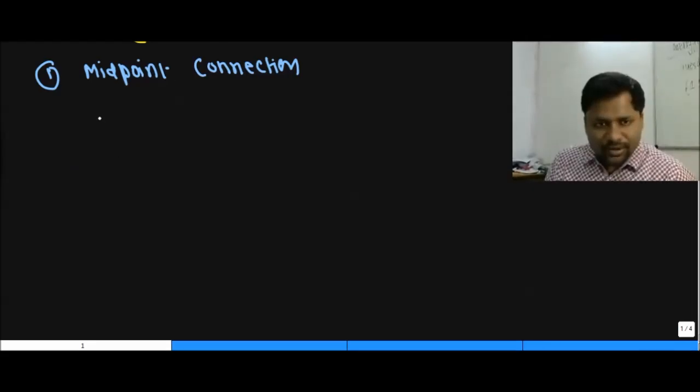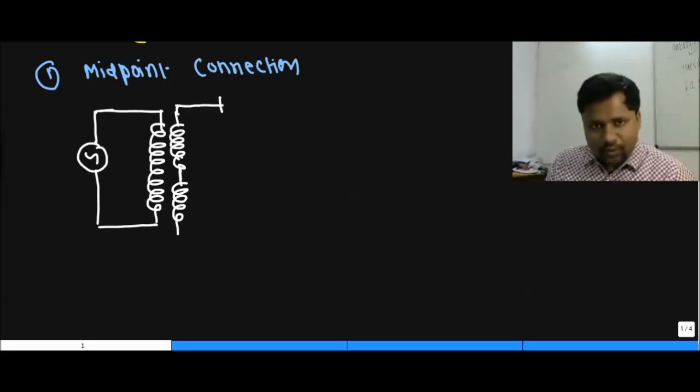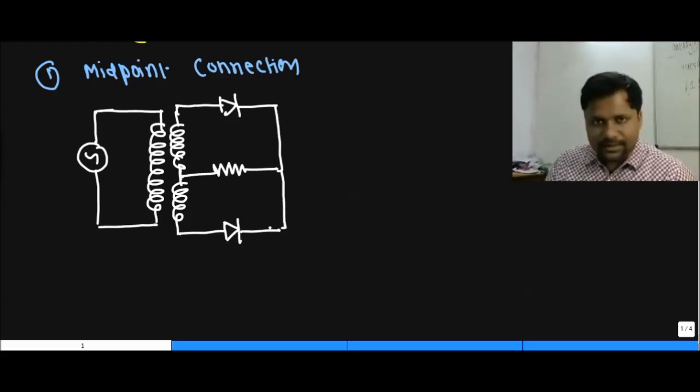The circuit diagram for the midpoint connection is going to be like this. This is the transformer, called an isolation transformer, which is used to make the system safe. Otherwise, there will be a short circuit in some conditions. This is diode 1. This is our respective R load. We are taking R load for the sake of explanation, and this is diode 2.